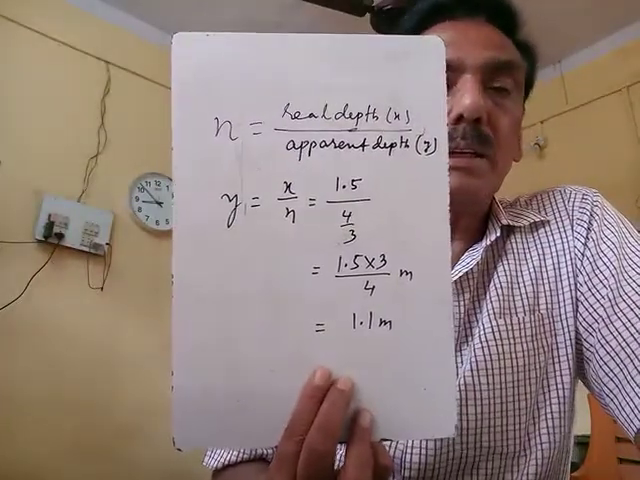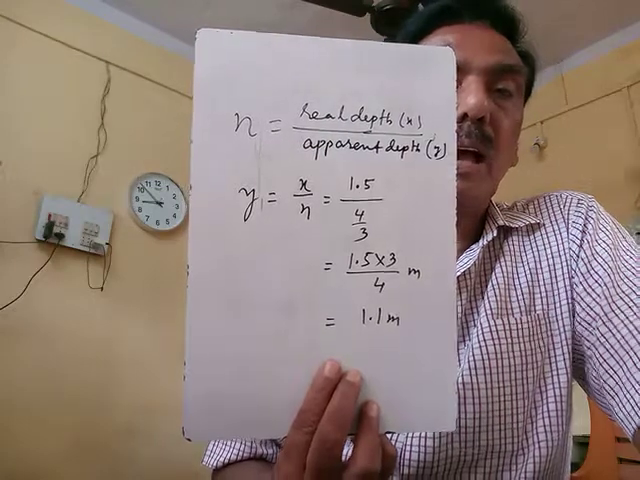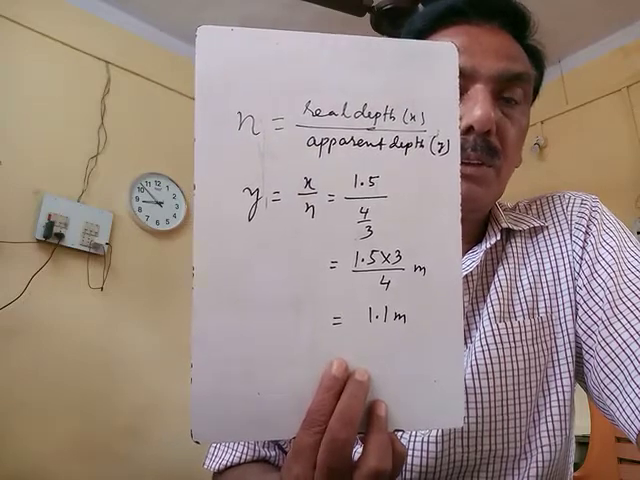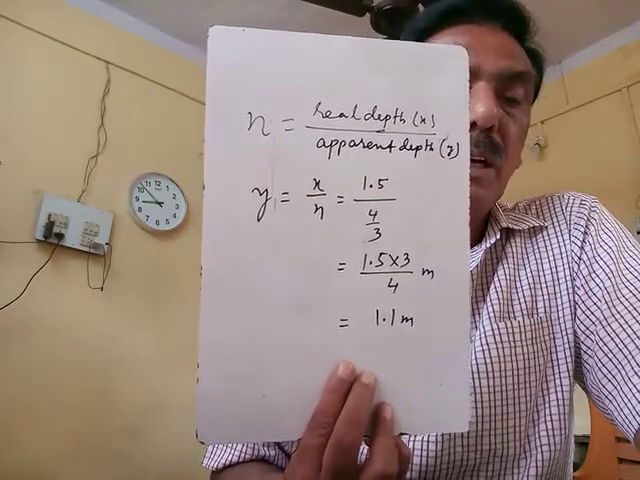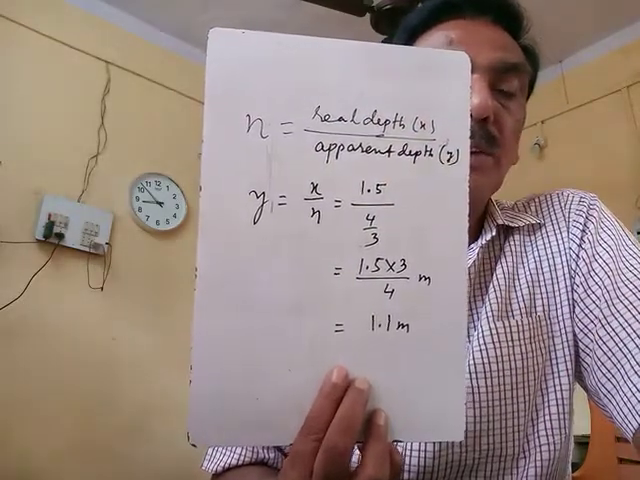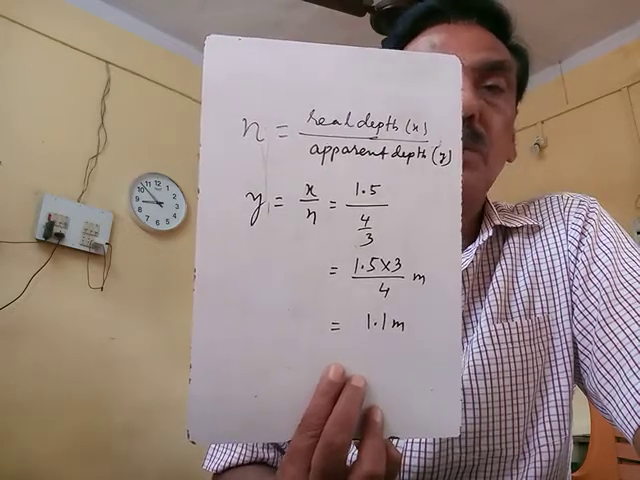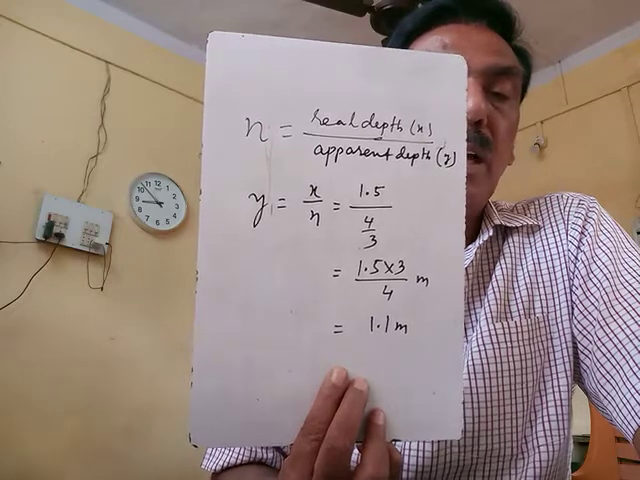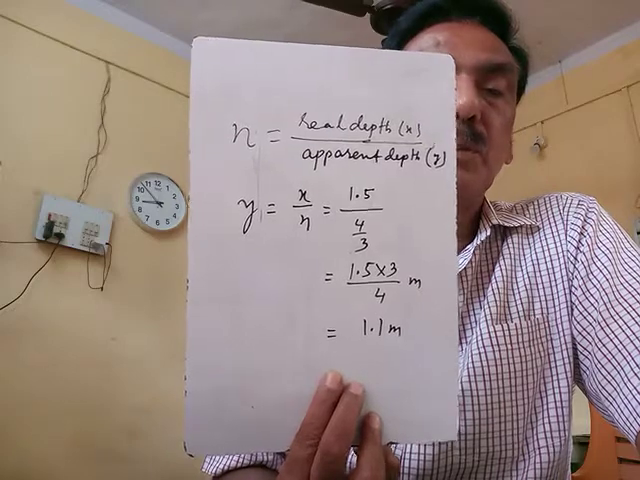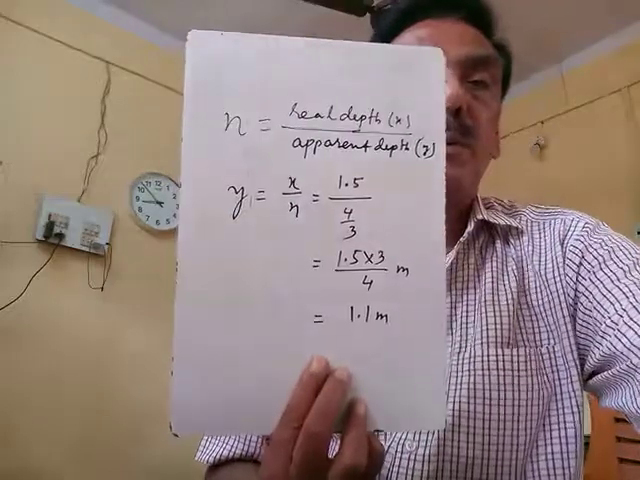If n is actual depth by apparent depth, then n is equal to x by y, or y is equal to x by n. x is given here as 1.5, and n is given as 4 by 3. Therefore it comes to be 1.1 meter. So this is the answer, 1.1 meter is the answer.